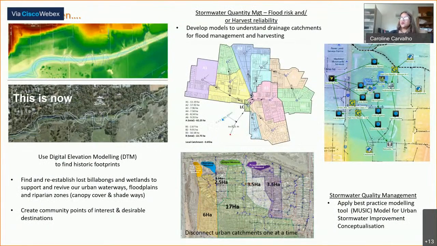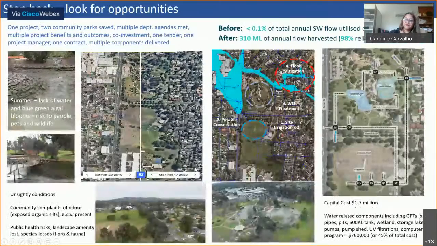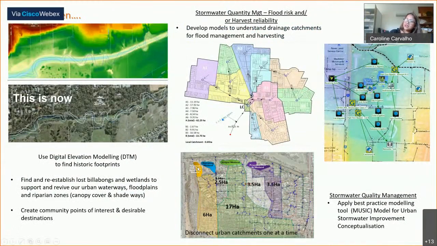We use all sorts of modelling tools. We look at digital elevation modelling so we can find out where waterways ran historically, where the low points in the landscape were, and where we can best put wetlands and billabongs today, given that we've straightened most of these waterways. We look at RORB models to understand our catchments, what sort of supply we're going to get in terms of runoff volumes, and what size we have to create these systems. We use MUSIC modelling, which is a water quality modelling tool also developed here in Melbourne about 20 years ago. We also look at how we can progressively disconnect urban areas by intercepting with a wetland system, to disconnect that residential area from the local waterway.